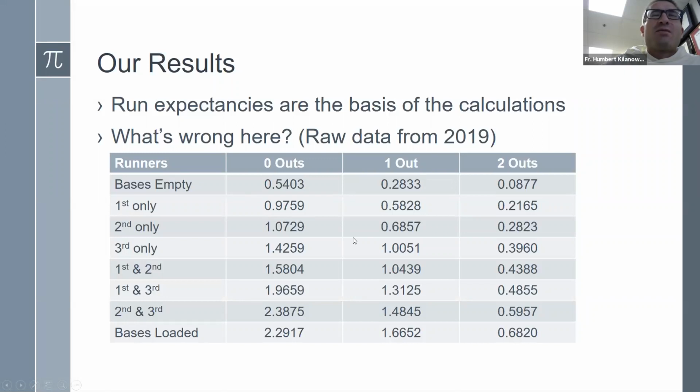So what's wrong here? Well, the problem is, if you have a small sample size, some of these states might be out of order. So here, you have a higher run expectancy for runners on second and third only with nobody out than you do for the bases loaded. This is because there were some big innings. I think there's a 9-run inning that passed through the states second and third, nobody out, and that skewed the data to be too high. So with the larger sample, we can make it more reliable.